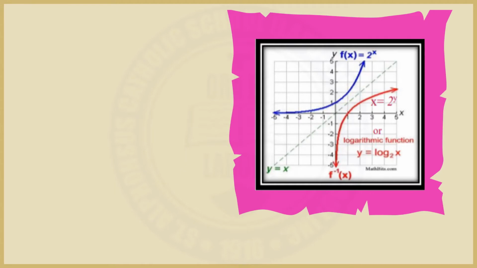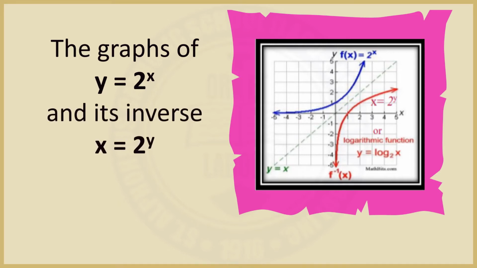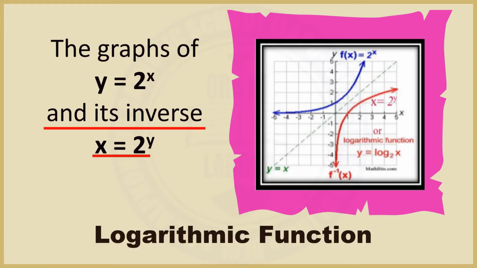In this illustration, we see the graphs of the exponential function in the form of y is equal to 2 raised to x, and its inverse x is equal to 2 raised to y. This inverse is also known as the logarithmic function, which can be written in the form of y is equal to the logarithm of x to the base 2.